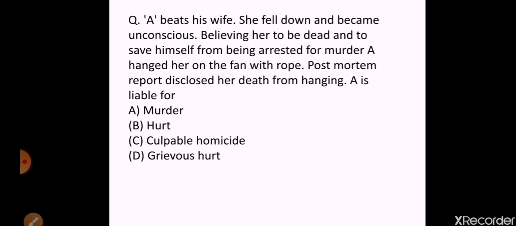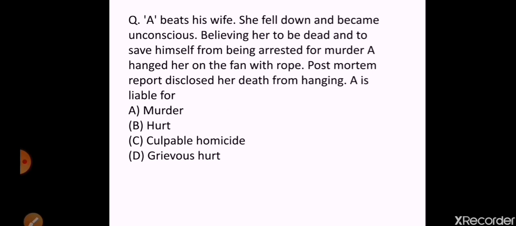The next question is, A beats his wife, she fell down and became unconscious. Believing her to be dead and to save himself from being arrested for murder, A hanged her on the fan with rope. Post-mortem report disclosed her death from hanging. A is liable for A. Murder, B. Hurt, C. Culpable homicide, D. Grievous hurt. People do get confused in this question a lot between option A and option C.